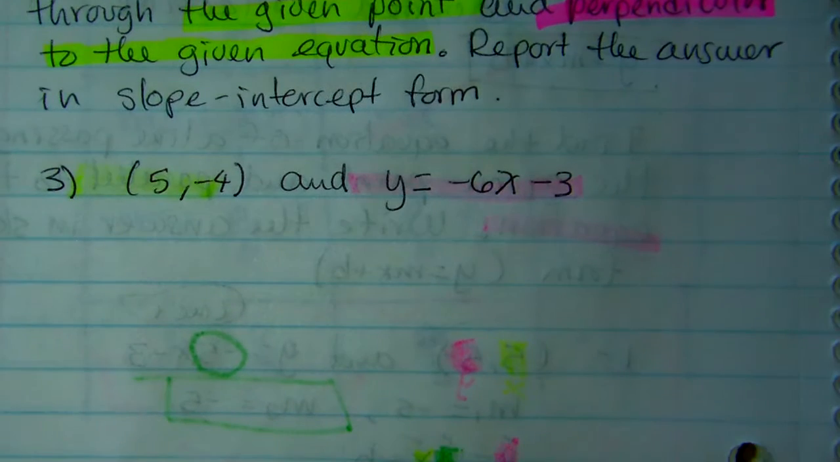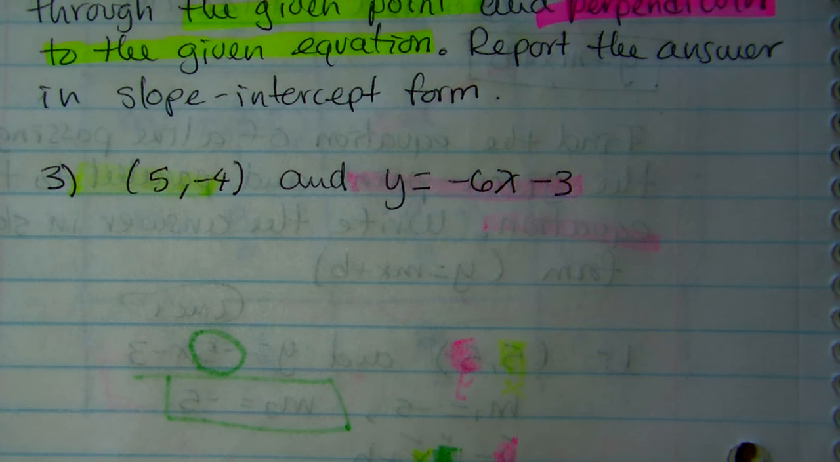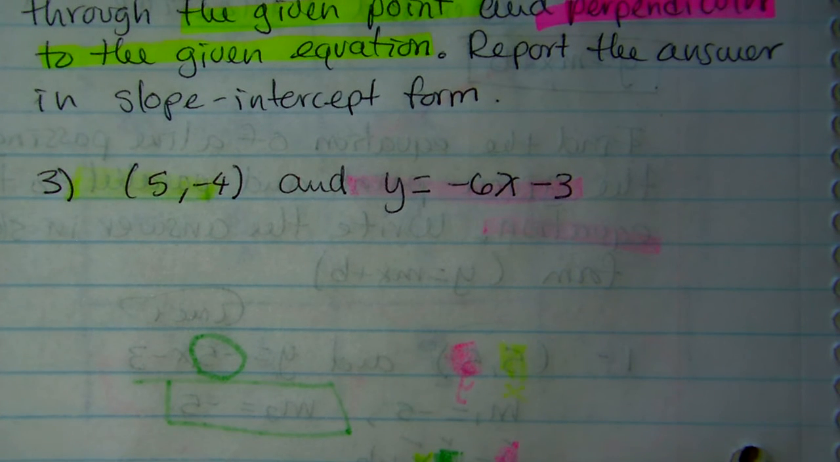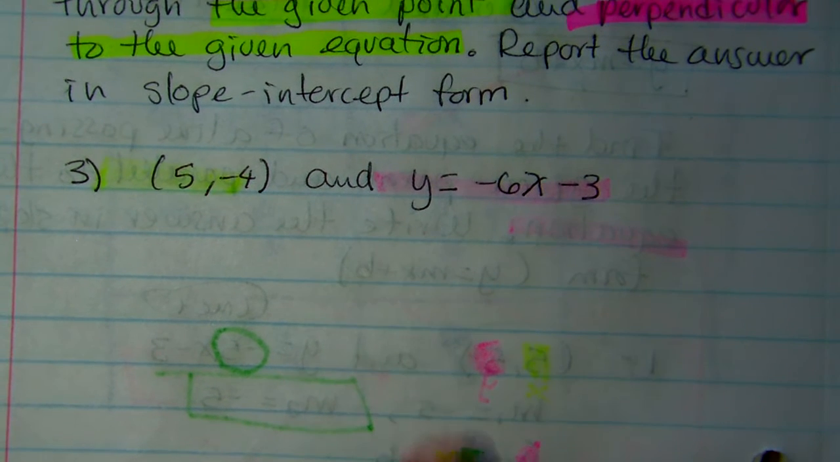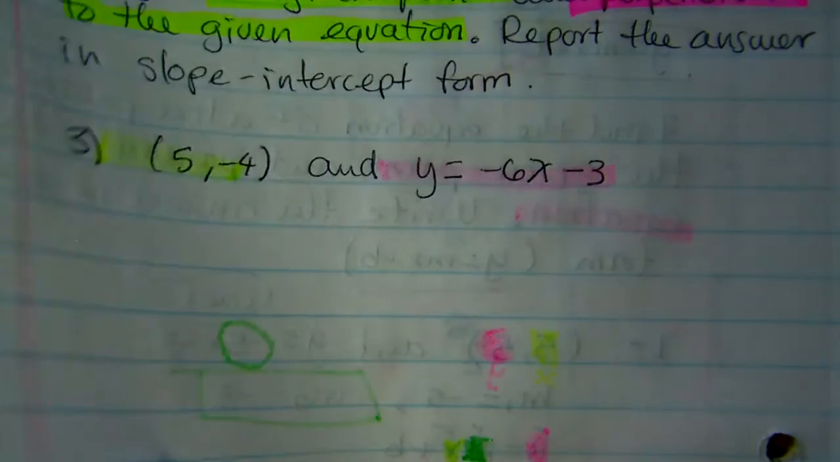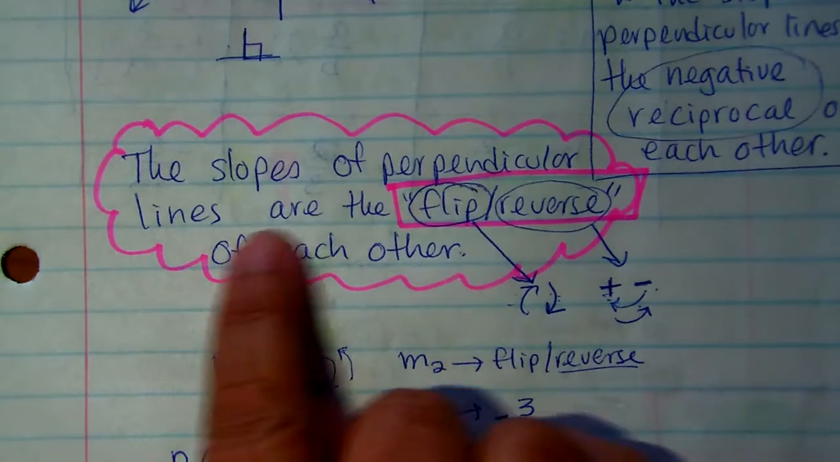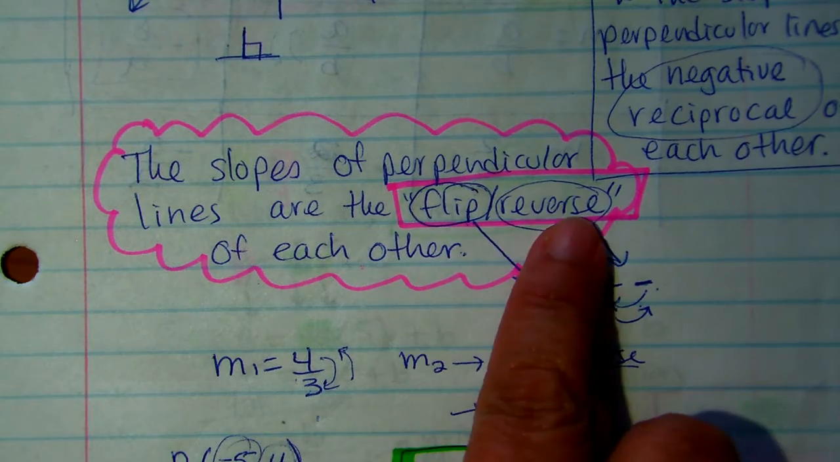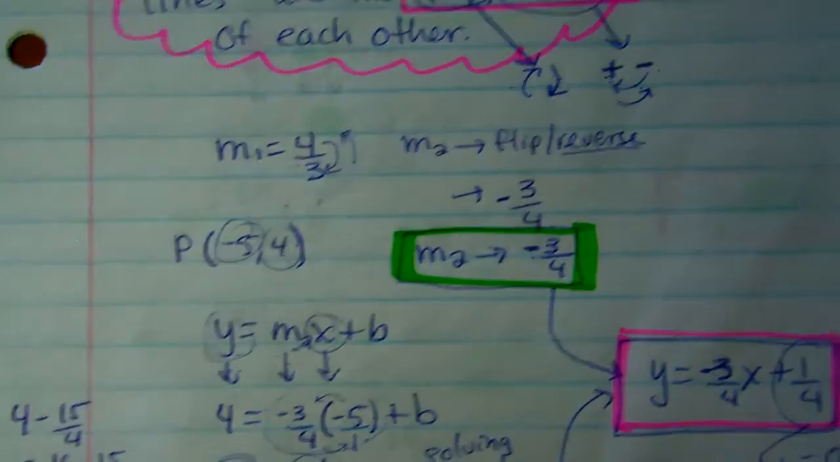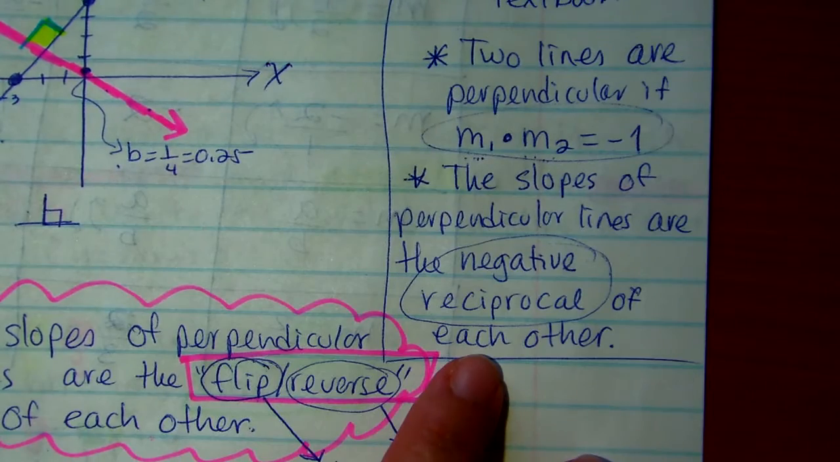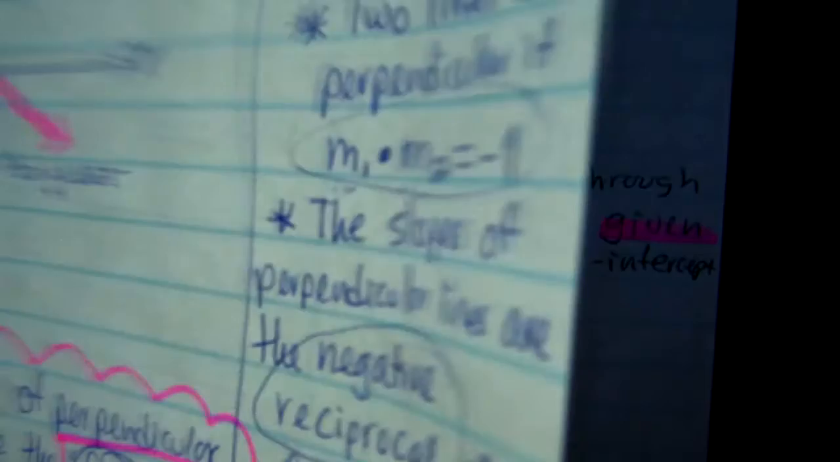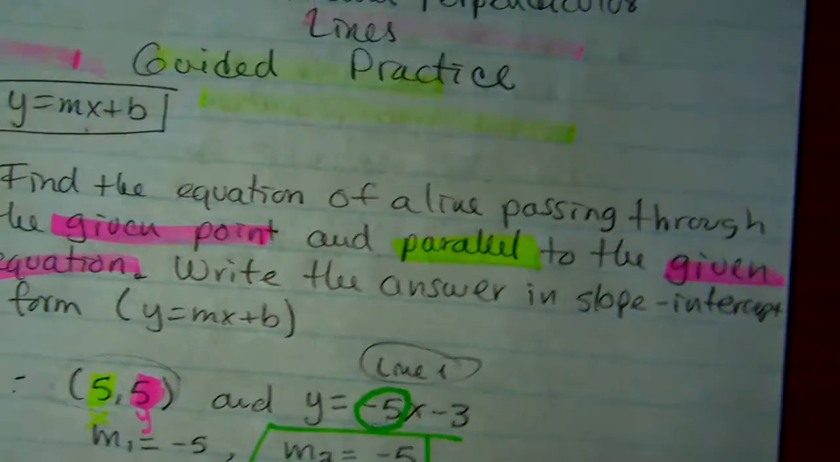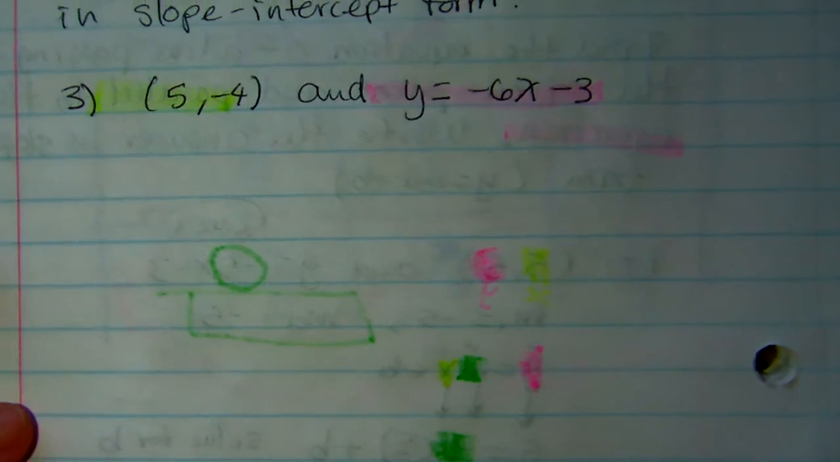Okay, so if you did your independent practice from last Friday, before we went on our break, let me go real quick to the notes about the slopes of perpendicular lines. The slopes of perpendicular lines are the flip and reverse of each other. So you have to identify the two slopes. We just did an example. So first we have to identify both slopes.